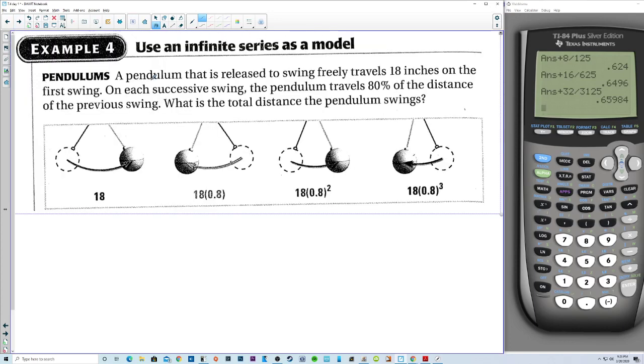Use an infinite series as a model. A pendulum that is released to swing freely travels 18 inches on the first swing. On each successive swing, the pendulum travels 80% of the distance of the previous swing. What is the total distance the pendulum swings?